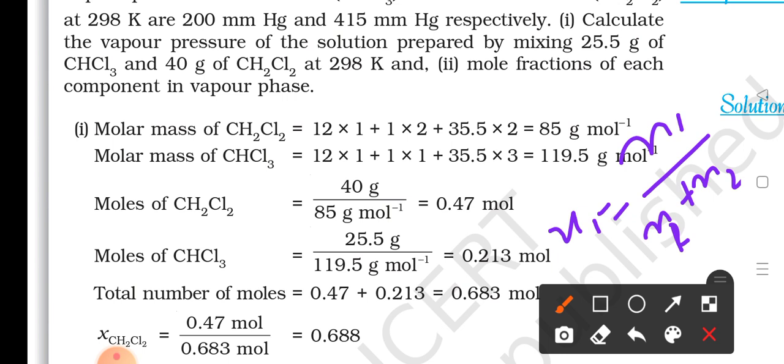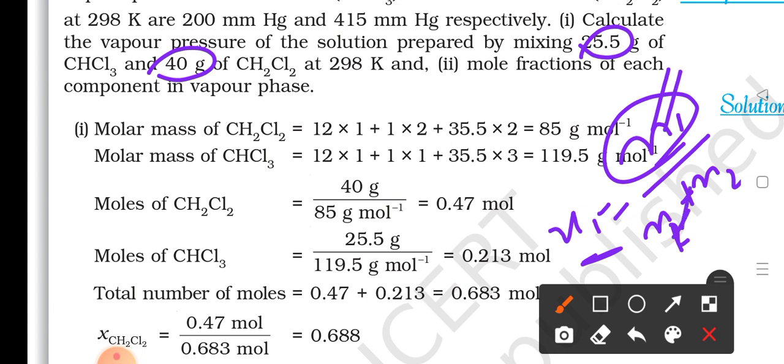If you forget, please go and check or study from your book. If we have to calculate the value of x1, we need the number of moles, and we know how to calculate that: by given mass and molar mass. Here the masses are given, we just have to calculate the molar mass. From this we get the values of n1 and n2, from n1 and n2 we calculate x1 and x2, and from x1 and x2 and P1 naught and P2 naught we can calculate the P total. So you see that it's really very easy.